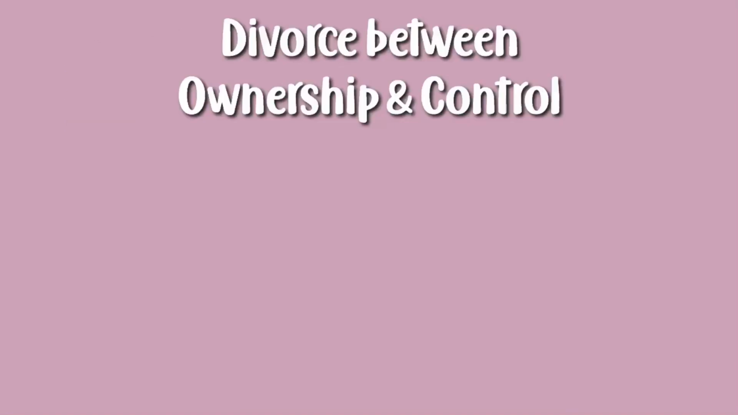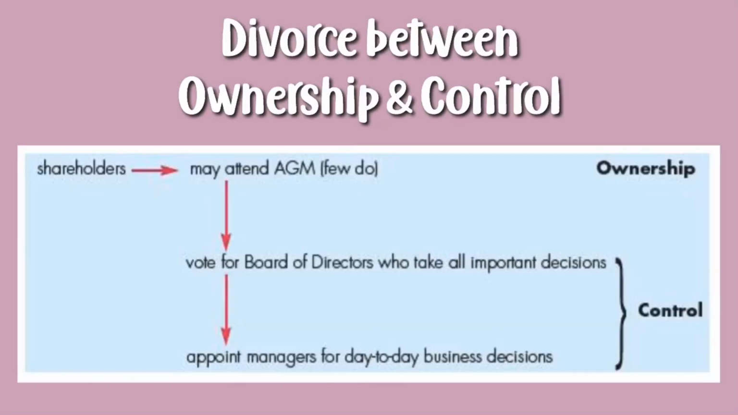Now you may be wondering, what is divorce between ownership and control? Firstly, we have the shareholders, which are the owners. They attend the annual general meeting. They also vote for the board of directors who make all the important decisions, and they also appoint managers for day-to-day business decisions. As you can see, the shareholders do not control the company. All the decisions are made by the board of directors and the managers.